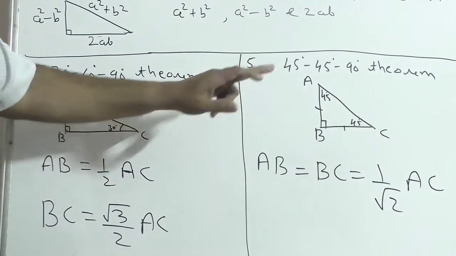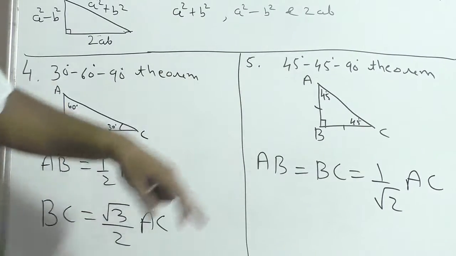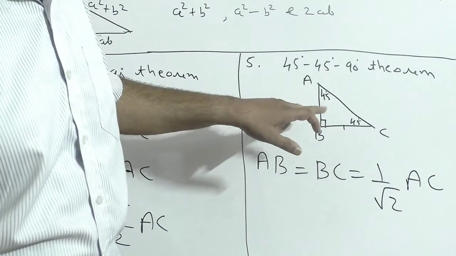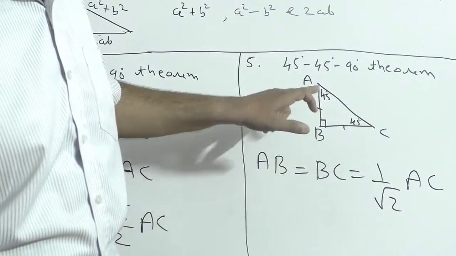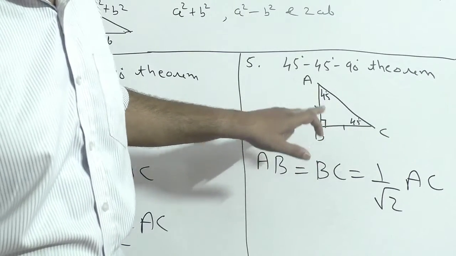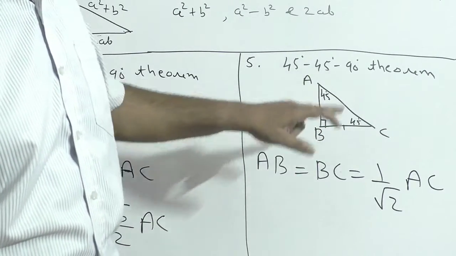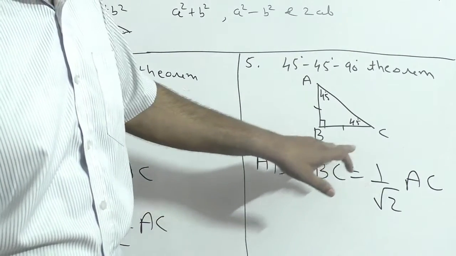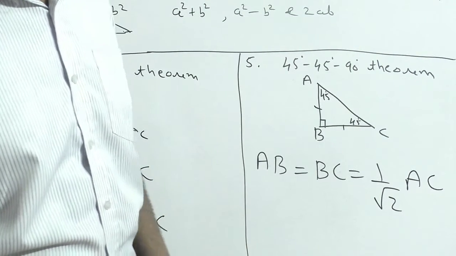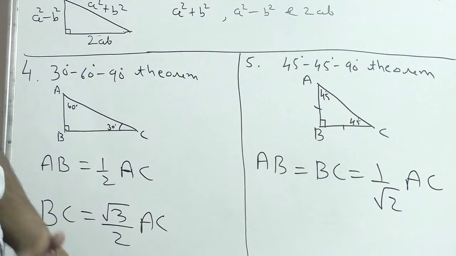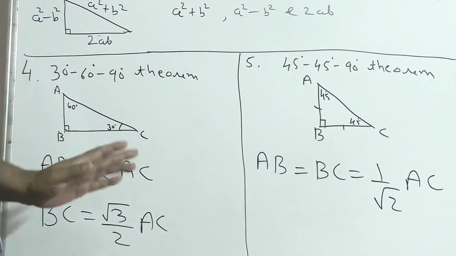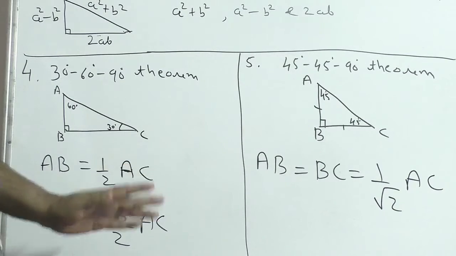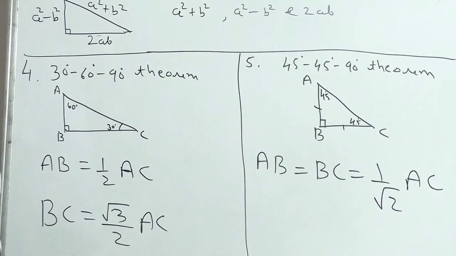One more important theorem, 45, 45, 90 theorem. See, it is isosceles triangle, triangle ABC. B is 90 degree and isosceles, AB equal to BC. Then of course angles are also congruent, isosceles triangle theorem. 45, 45. So you have to use 45, 45, 90 theorem. So AB equal to BC and that is equal to 1 upon root 2 AC. Understanding? This way you can use the application I have told you. Okay? Proofs will do later on, don't worry. So we'll go ahead with the exercise.